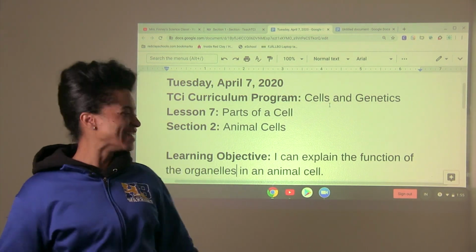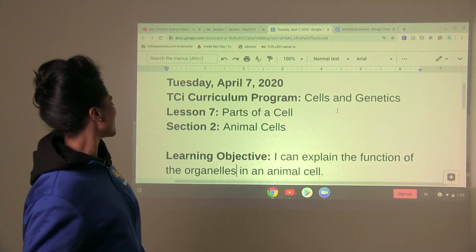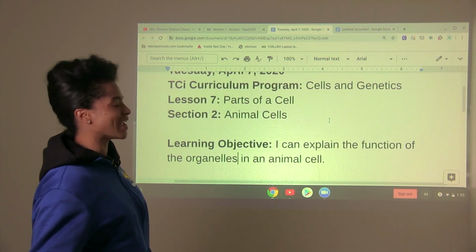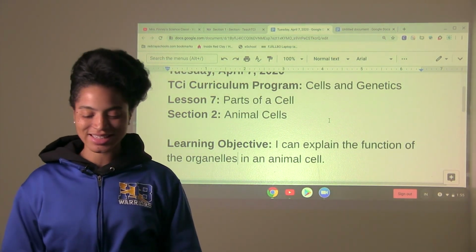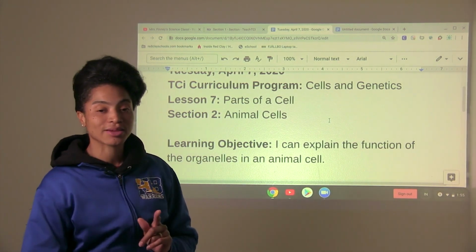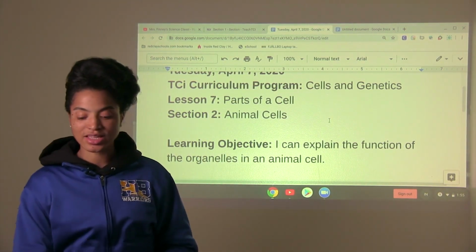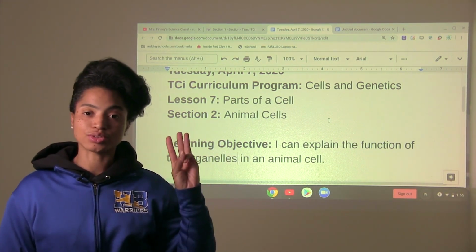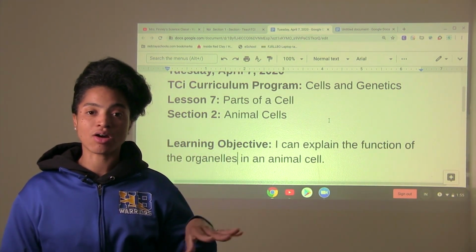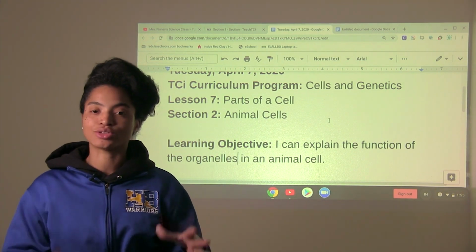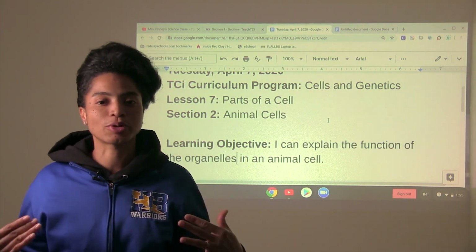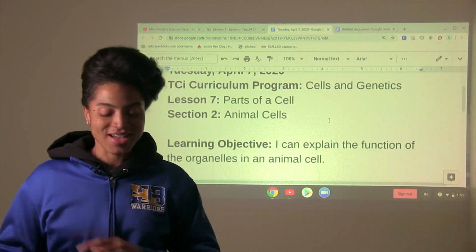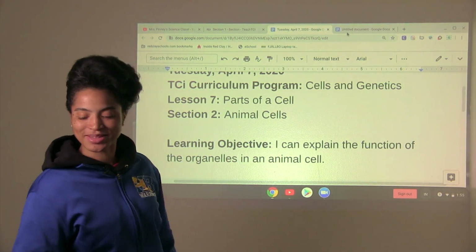Animal cells. So the learning objective is: I can explain the function of the organelles in an animal cell. So let's get into that. Before we get in there, I want you to understand that there are some parts that we already covered, because those 4 parts that we talked about yesterday are in every type of cell. Do you remember what those 4 parts are? Well, let's take a look. We need a quick flashback.